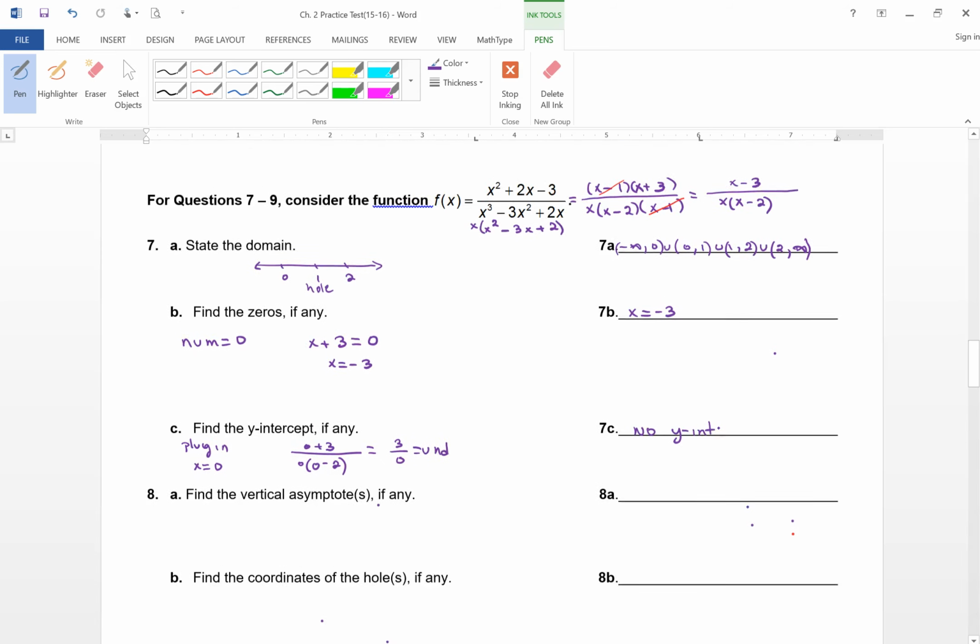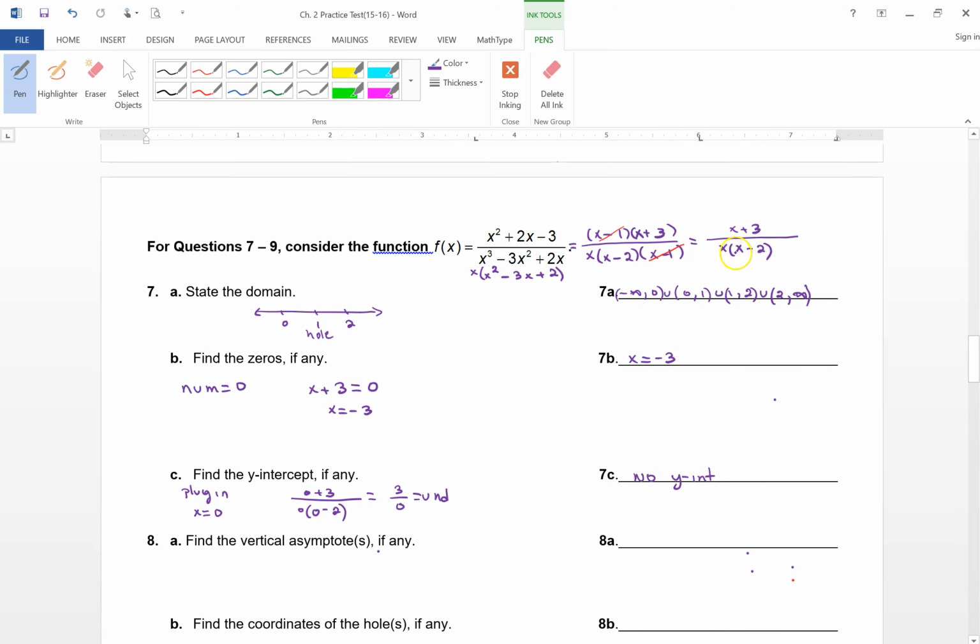Next, vertical asymptotes. Vertical asymptotes you get from the parts of the denominator which did not cancel. So now you set the denominator equal to 0, which is x times x minus 2 equal to 0. That means x equals 0, x equals 2 are your two vertical asymptotes. You will lose points if you don't say x equals, if you just have the numbers.